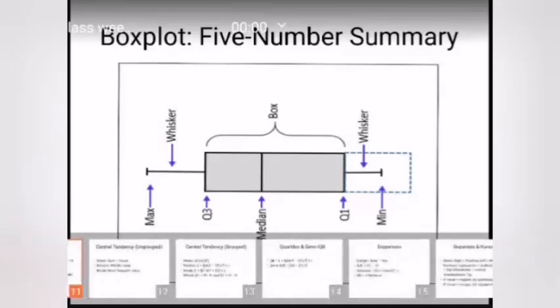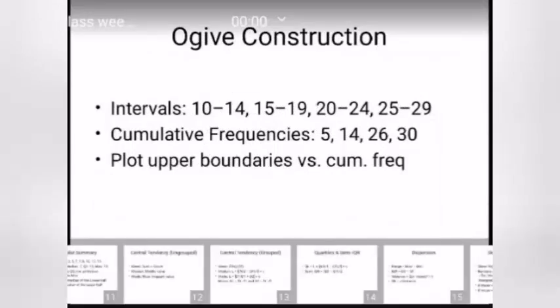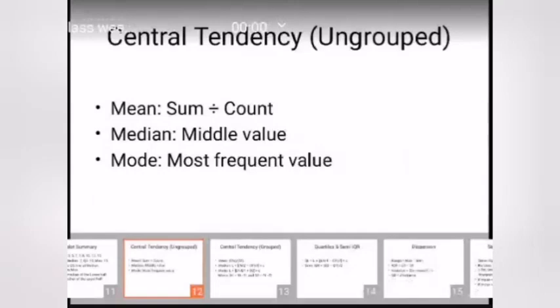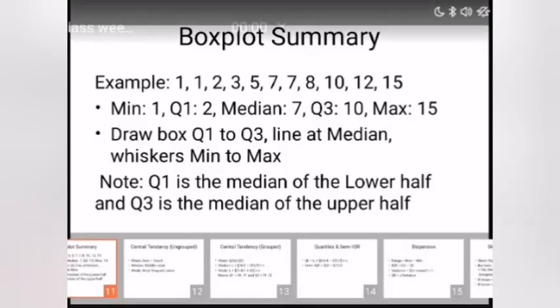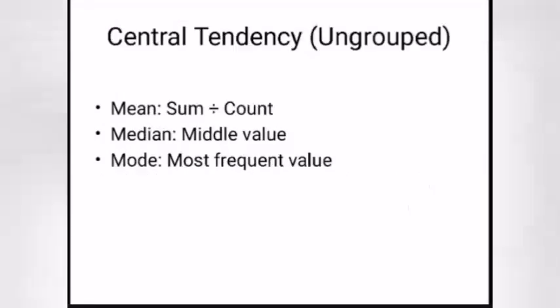We're done with data representation using statistical charts. So now we'll be going to central tendency. And central tendency is just finding mean, median, mode. But then we have mean, median, mode of both grouped and ungrouped data. There are different formulas for solving grouped data, and there are also different formulas for solving ungrouped data.